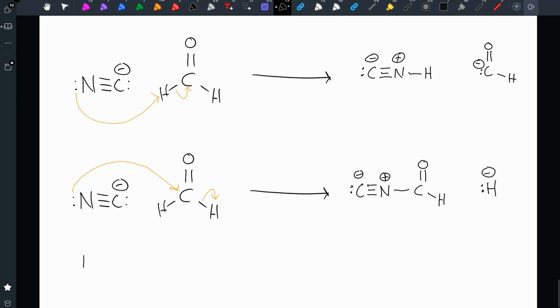Or, I'm just going to flip this around to make it easier. Or I could break one of the carbon oxygen bonds to make space. Oh, and I meant to do these arrows in green just to be consistent with the color I used earlier. All right, so here is my fourth possibility.